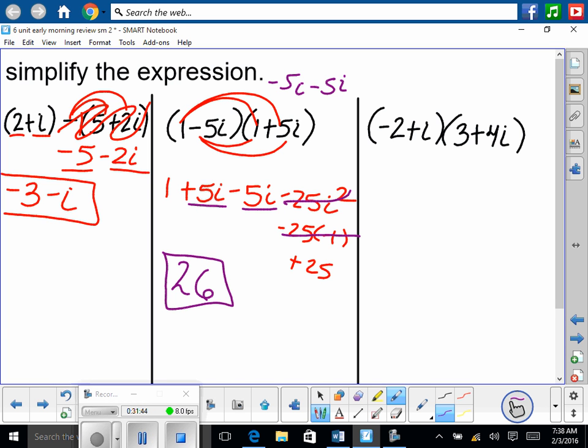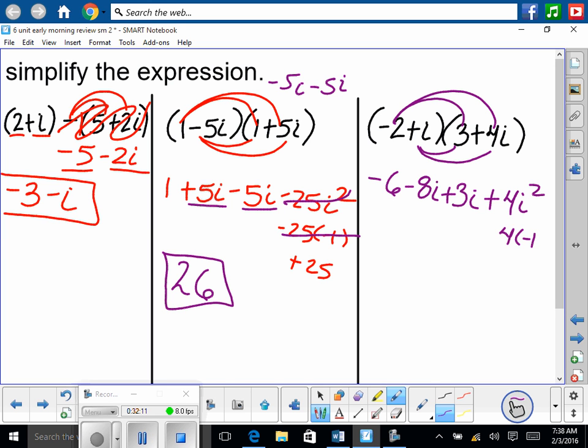Once again, you've got to check. Am I multiplying, adding, or subtracting? Oh, I'm multiplying. Try to catch that. Okay. Negative 2 times 3. Negative 2 times positive 4i. i times 3. Positive 3i, right? 1i times 4i. And it's positive 4i squared. And we know i squared is negative 1, so really we got 4 times negative 1, which is negative 4. And then don't double dip, because we just simplified that. Negative 6 minus 4. Negative 8i plus 3i. Yes. Okay, questions on those?